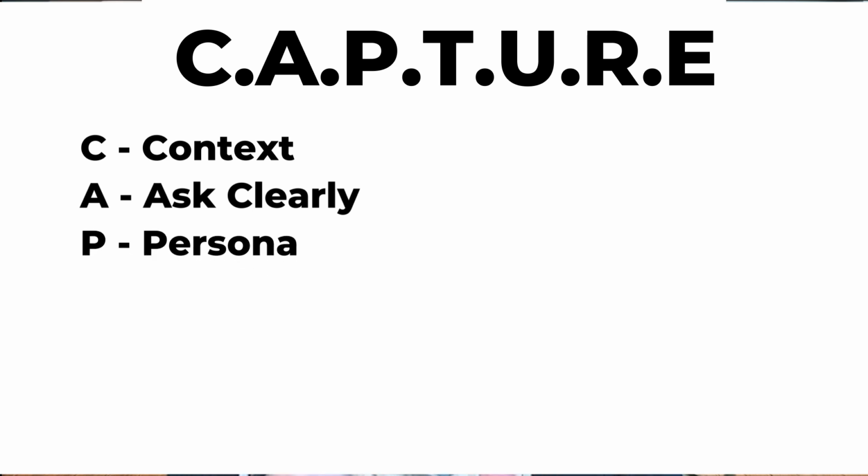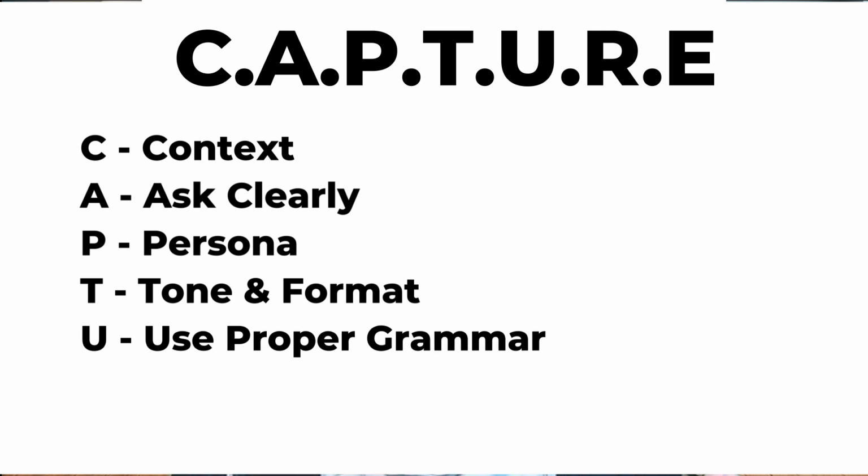Next one, P, persona. This is really important. Something I use all the time. I think it's one of the most important first steps. Tell it who you want ChatGPT to act like. Next, T, tone and format. Specify how you want the answer to be produced. Do you want a list? Do you want it in a table?